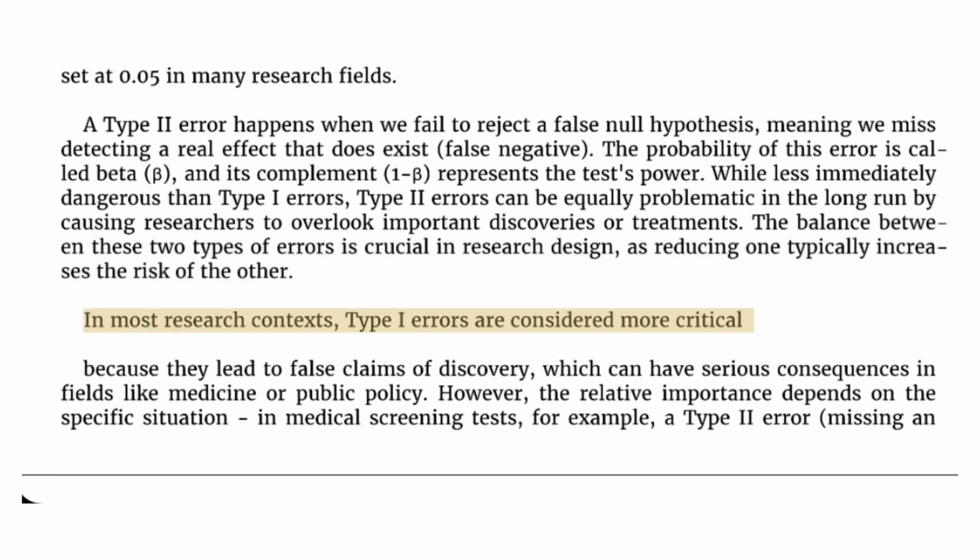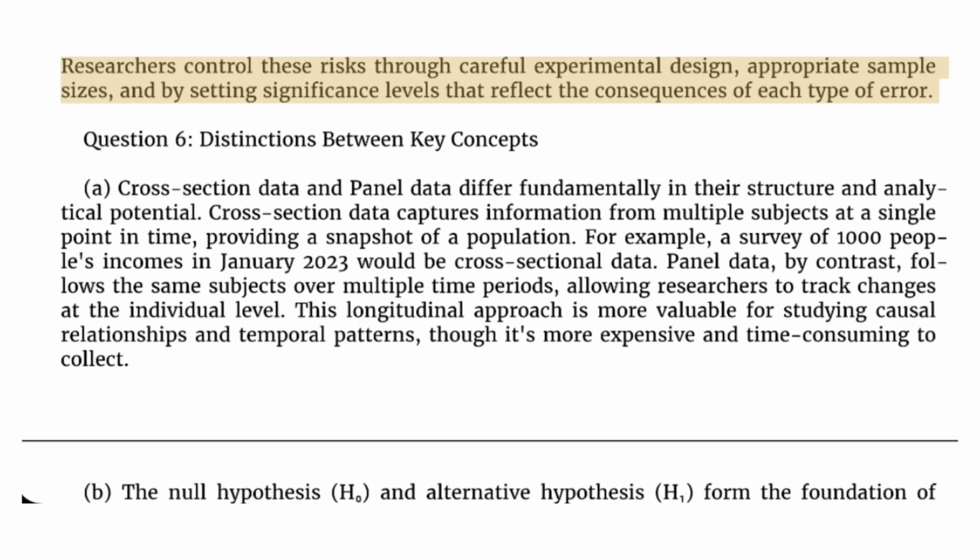In most research contexts, Type 1 errors are considered more critical, because they lead to false claims of discovery, which can have serious consequences in fields like medicine or public policy. However, the relative importance depends on the specific situation. In medical screening tests, for example, a Type 2 error, missing an actual disease, might be considered more dangerous than a Type 1 error, a false alarm. Researchers control these risks through careful experimental design, appropriate sample sizes, and by setting significance levels that reflect the consequences of each type of error.